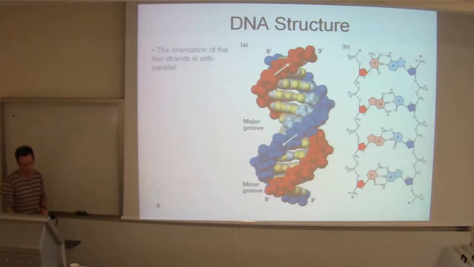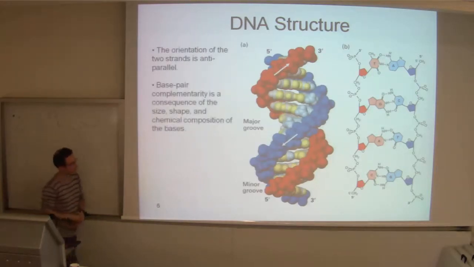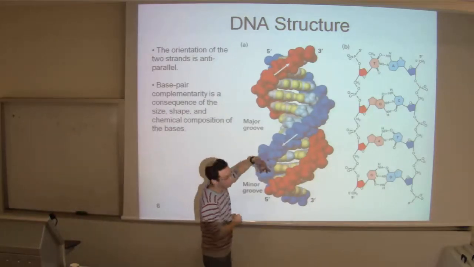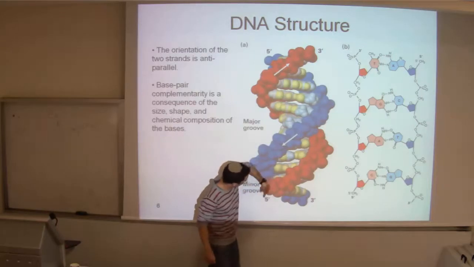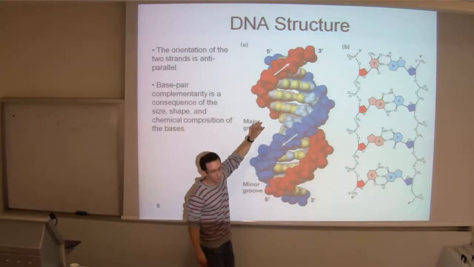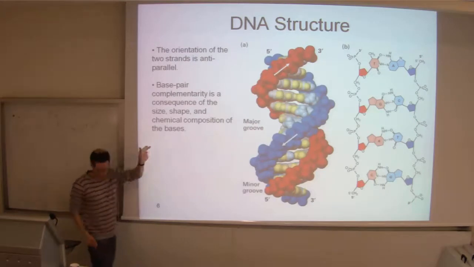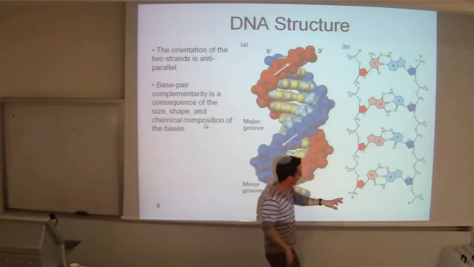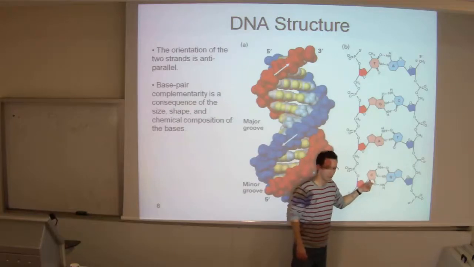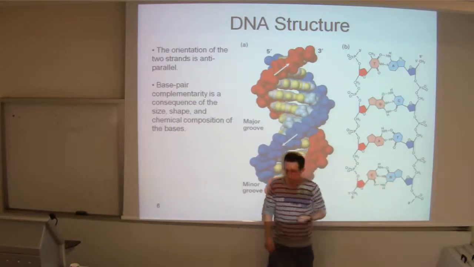Okay, we mentioned the orientation of the two strands is anti-parallel, so we define the 3 and 5 prime end. While one strand goes from 5 to 3 prime end, the other one goes the other way around. And the Watson-Crick interactions, or the complementarity, is a consequence of size, shape, and chemical composition of the bases. And again, I'm just reminding you that purines interact with pyrimidines. These are two different kinds of bases.